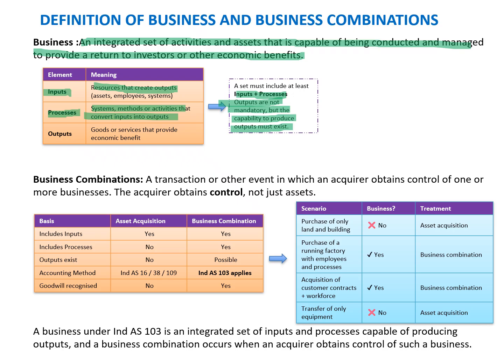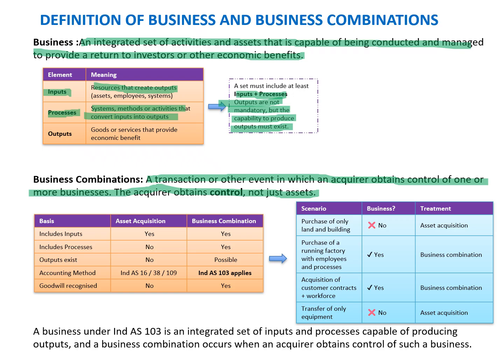Now, what is a business combination? It's a transaction or other event in which the acquirer obtains control of one or more businesses. The acquirer obtains the control, not just assets. So control has to be there. The definition of control is the one in Ind AS 110. Control means control over the affairs of the organization, not just the acquisition of the assets. So it includes the input, includes the process, and output is optional.